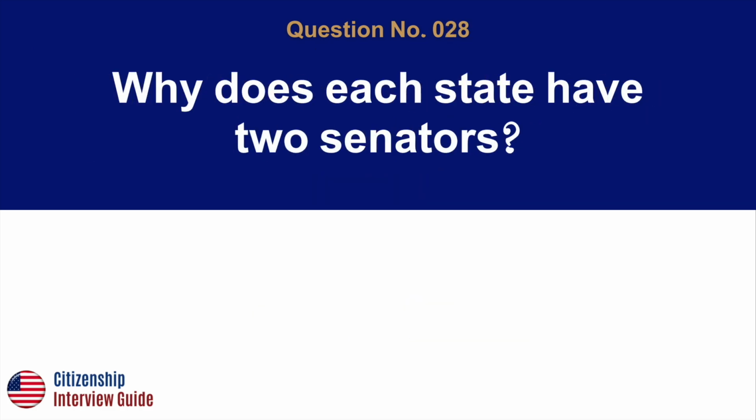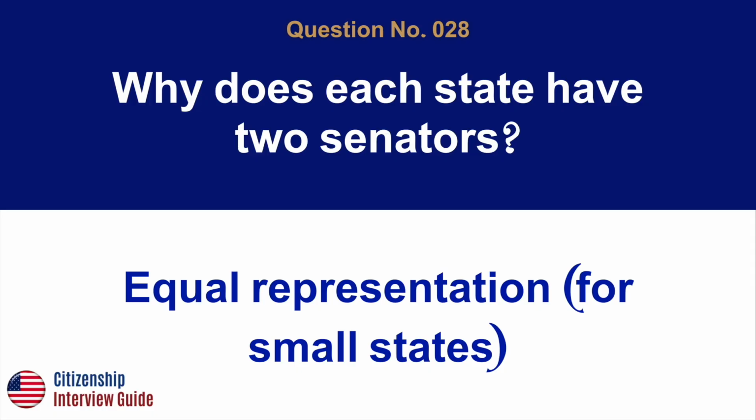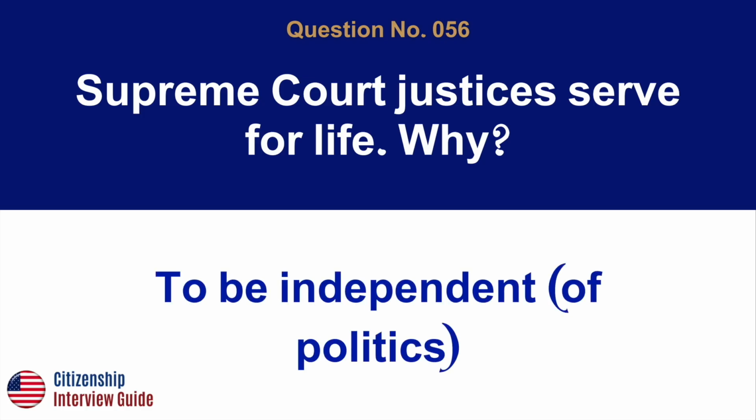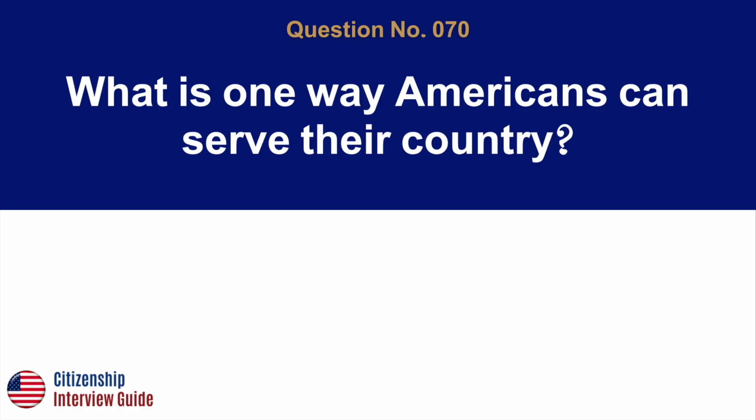Why does each state have 2 senators? Equal representation for small states. Supreme Court justices serve for life. Why? To be independent of politics. How can people become United States citizens? Naturalize. What is one way Americans can serve their country? Obey the law.